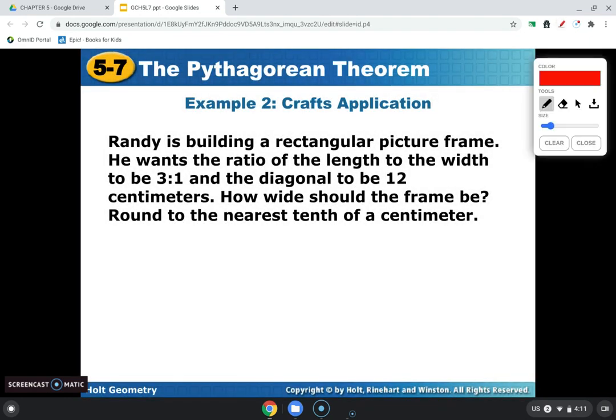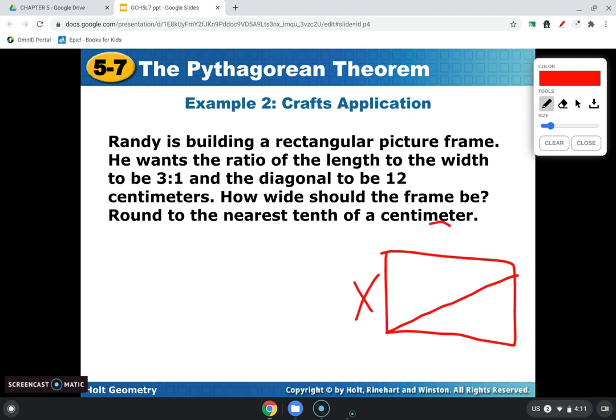Randy is building a rectangular picture frame. He wants the ratio of the length to the width to be 3 to 1. So if this is x, that would have to be 3x, and the diagonal to be 12 centimeters. How wide should the frame be? So we're going to use the Pythagorean theorem. This would be a right angle because it's a rectangle.